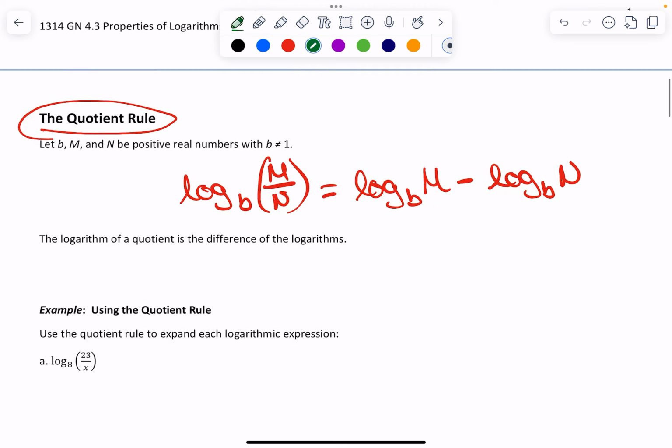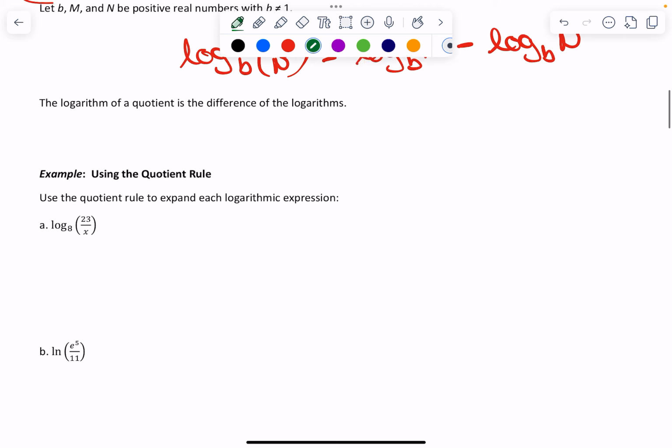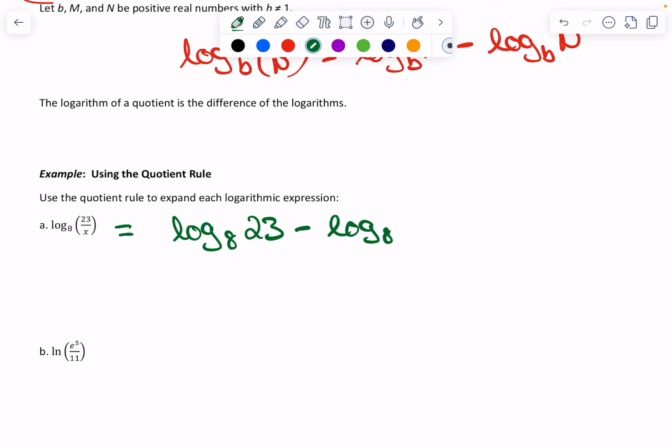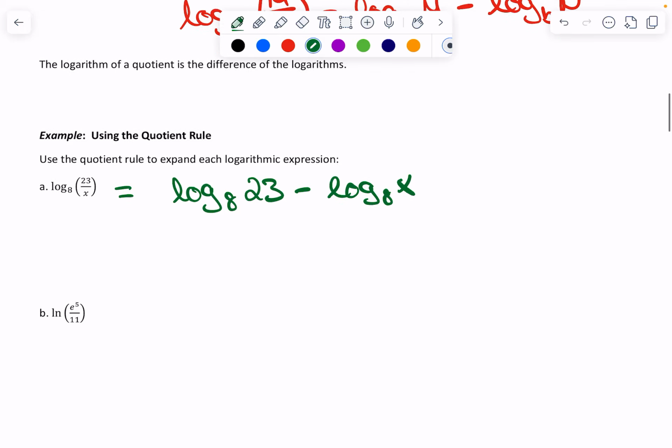Okay, let's look at an example. So we have a log with base 8 of 23 divided by x. So this one, when we expand it, it would be log with base 8 of 23 minus log with base 8 of x. And we're going to have to leave it in this form because there is no such exponent that we would raise 8 to for it to equal 23.